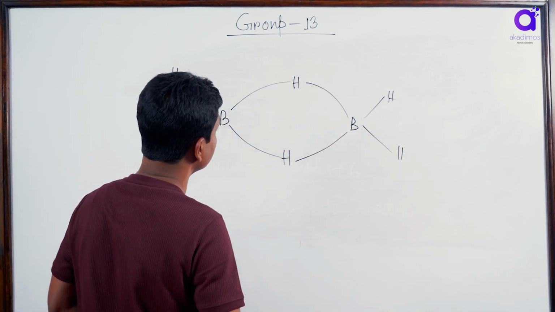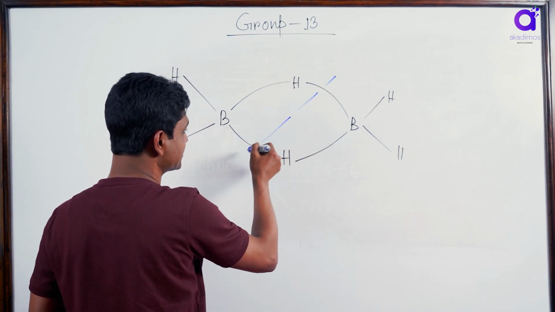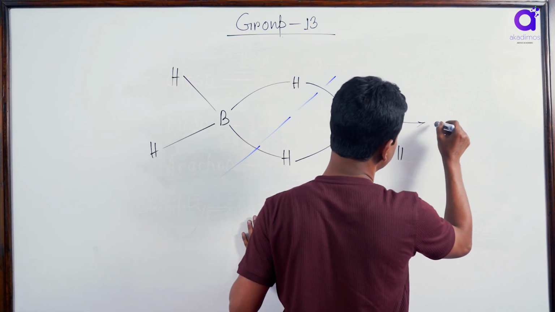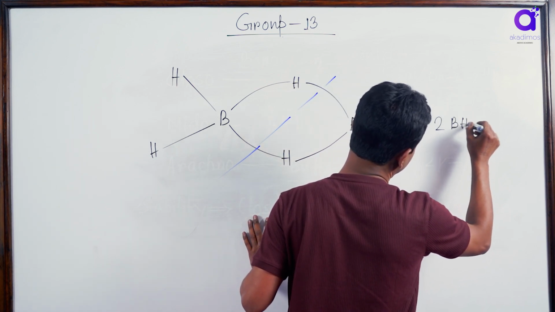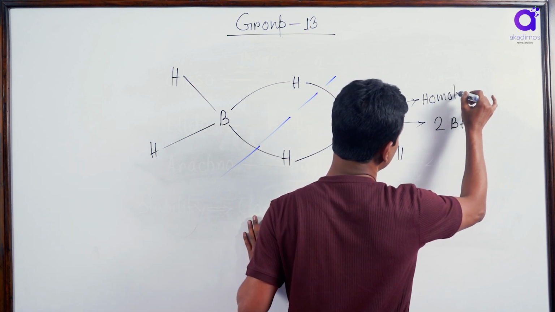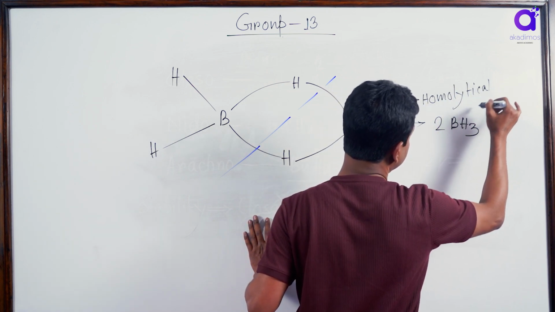Now, if the cleavage happens like this, with BH3 on both sides, then it becomes 2 moles of BH3, and this is called homolytic cleavage.